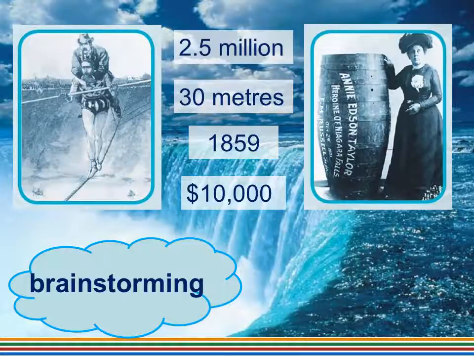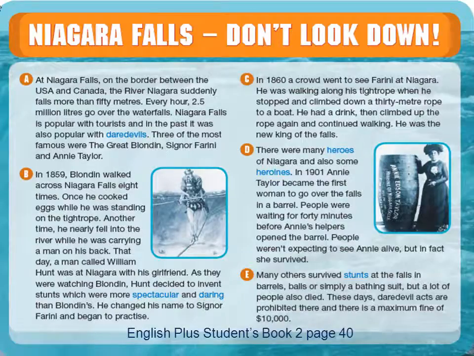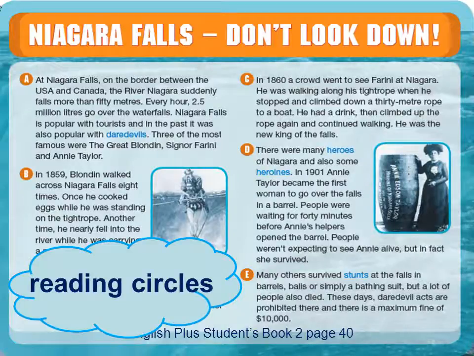So, it then leads us into a reading text, which is, as you predicted, about Niagara Falls and about the daredevils and what they did in Niagara. So, I'm going to suggest another way to do reading in class. It's called reading circles, and it's a nice way of getting the students involved in the text a bit more.